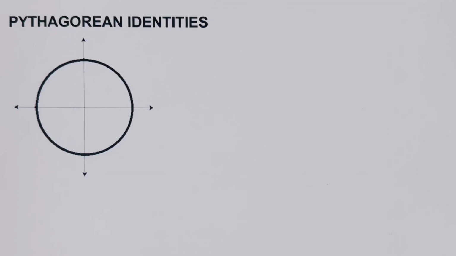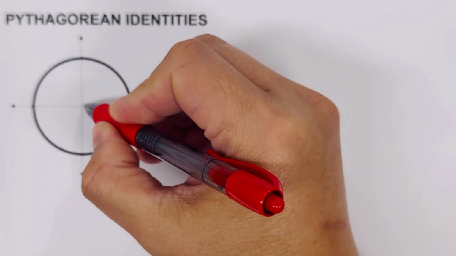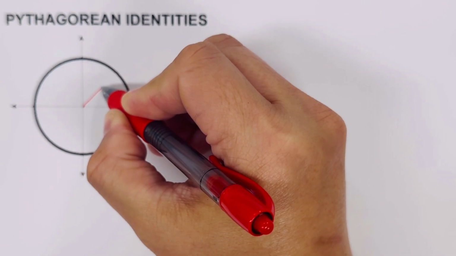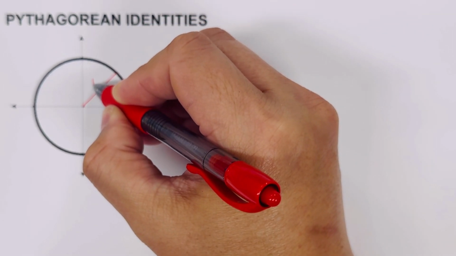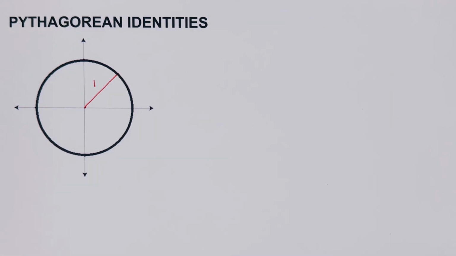Hello everyone. This video will show how to derive the three fundamental Pythagorean identities from the unit circle. So using this unit circle right here, we can go ahead and create a radius here from the center to the side. And the measure for this is 1. That's the reason why this is called the unit circle, because its radius is 1.